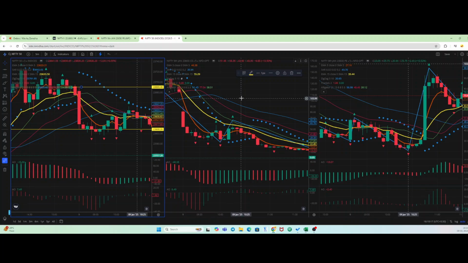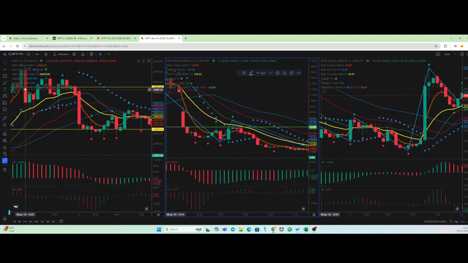Since it closed at 23,618, I selected 23,600 C and 23,600 P. Here, if you see, this is a bottom trailing stop loss order, and this is the top. So I entered here, around 53.